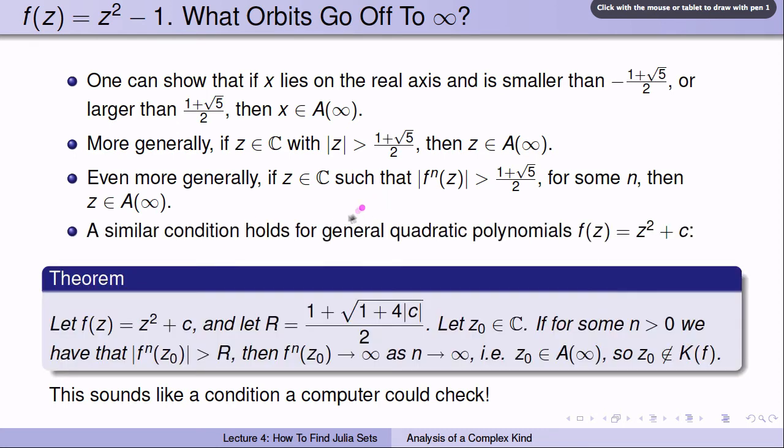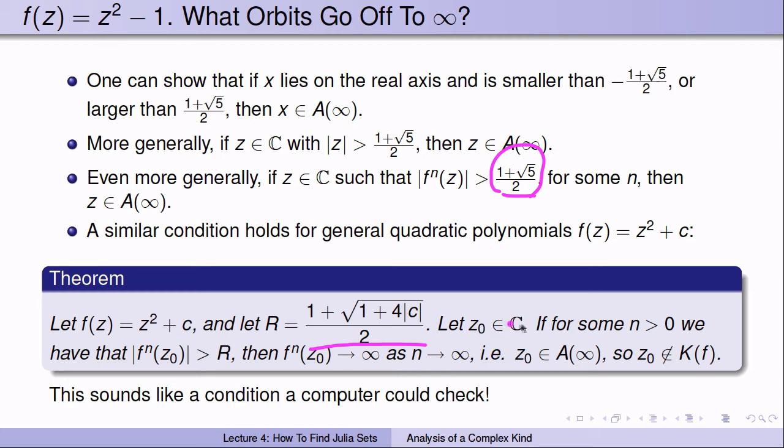And a similar condition holds for general quadratic polynomials of the form z squared plus c, not just for the one z squared minus 1. The theorem is as follows. Suppose f of z is z squared plus c, and we calculate a radius r, which is calculated similarly to the previous radius up here: 1 plus the square root of 1 plus 4 times the absolute value of c, divided by 2. We had c equal to -1. The absolute value of c is 1, so that gives you a root 5 here. So 1 plus root 5 over 2 is exactly the radius that we obtained that way.